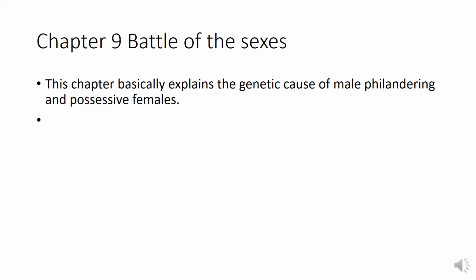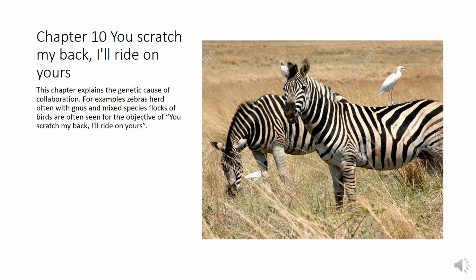Chapter 9. Battle of the Sexes. This chapter basically explains the genetic cause of male philandering and possessive females. Chapter 10. You Scratch My Back, I'll Ride on Yours. This chapter explains the genetic cause of collaboration. For example, zebras herd often with the gnus, and mixed species flocks of birds are often seen, for the objective of You Scratch My Back and I'll Ride on Yours.